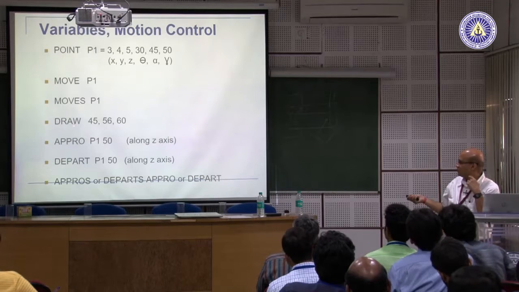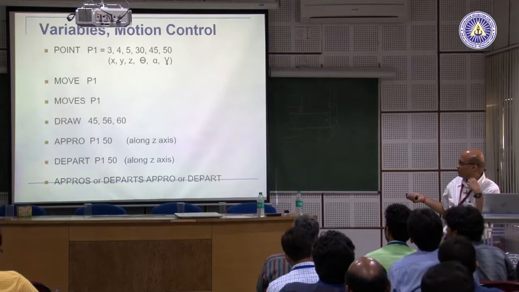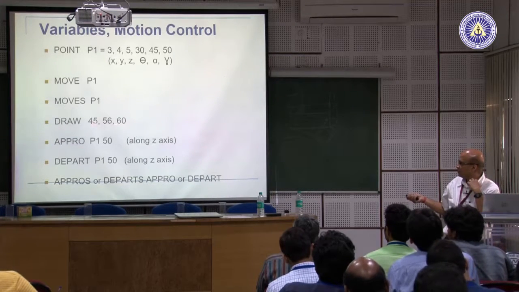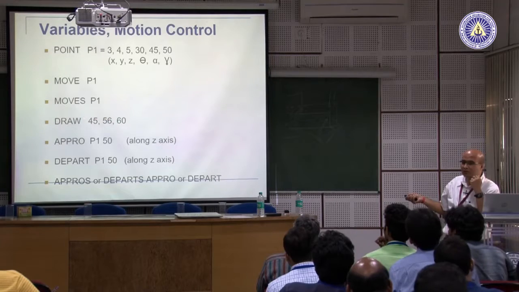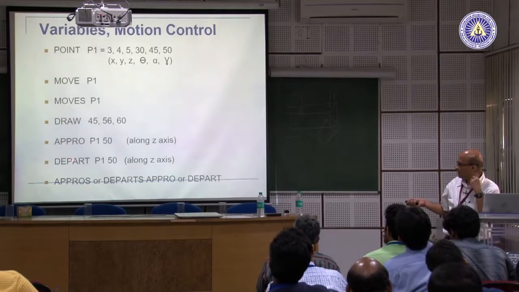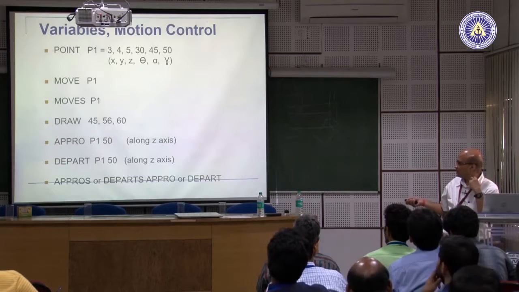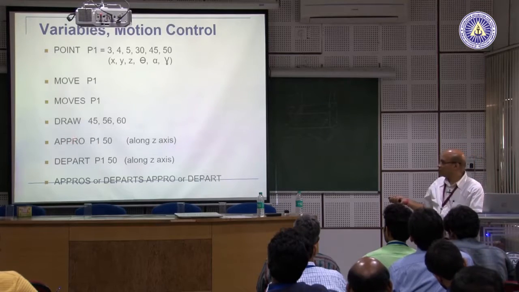So the final correction is this draw. This is an incremental command which says move in the x, y and z directions by that much. So this is incremental. We can give a move command p1 and then correct it by a draw. The second is approach and depart. Approach and depart are used where you are trying to pick up an object.